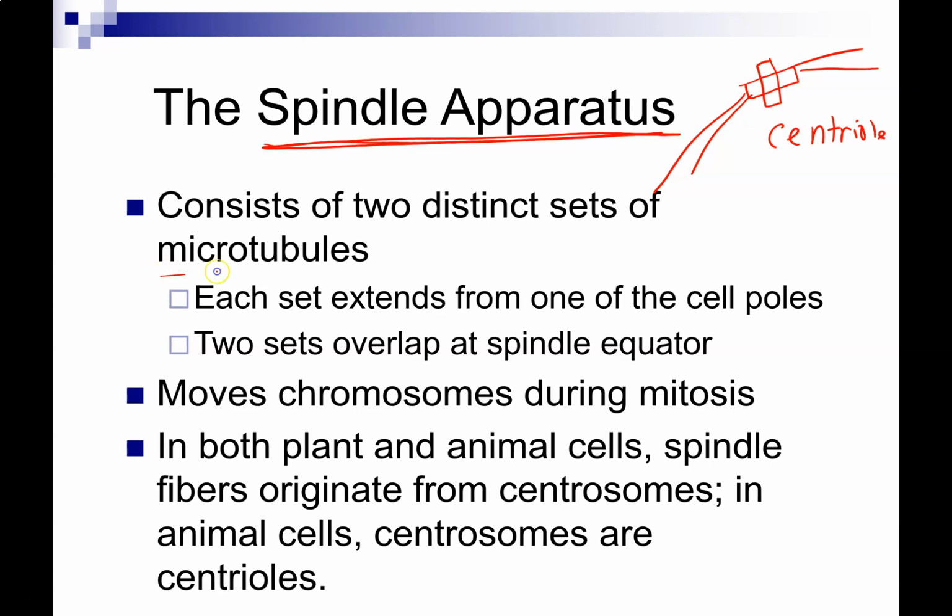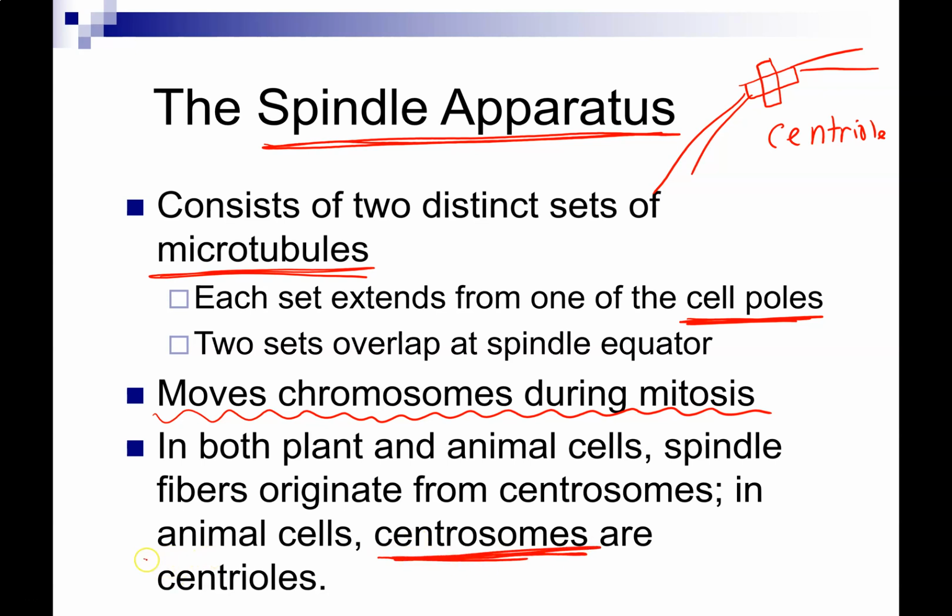So the spindle fibers are these microtubules. They're going to extend from the poles. Once again, we'll talk more about that tomorrow. And at this point, they are going to allow the chromosomes to move with the help of these things called kinetochores. Now, both plants and animals will have spindle fibers. They just have a little different setup. In a plant, they originate from something called a centrosome, and in animals, they're called centrioles. Plants don't have true centrioles, but the idea is the same.